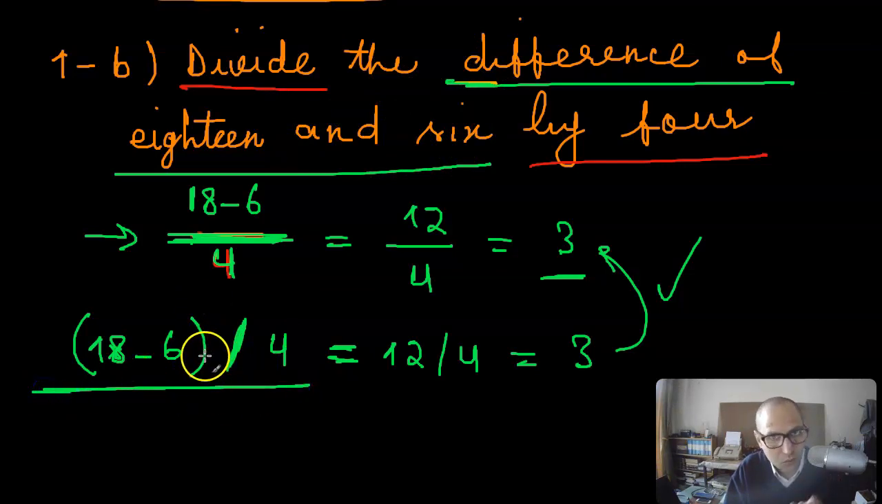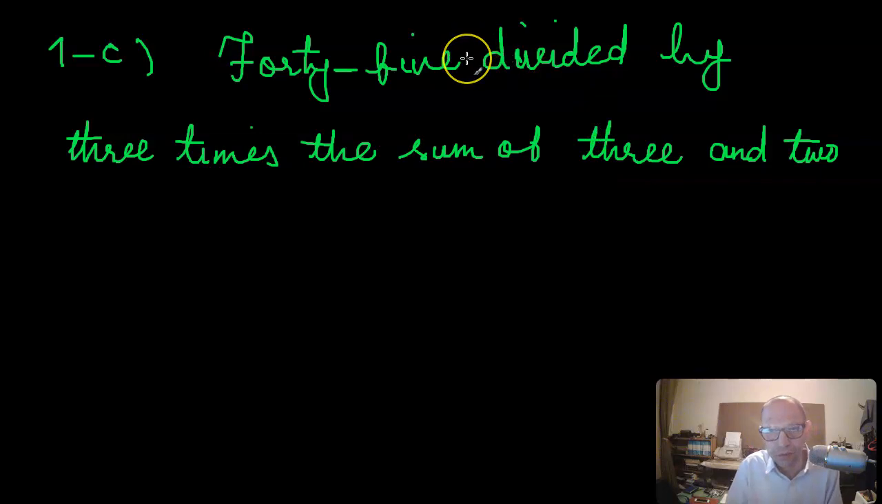Because again, using the parentheses. Because if you miss the parentheses, then the answer becomes something else, which is not what you were thinking, right? So this is essentially a good example to understand the situation. Okay, now the third part of this question is 1-C, 1 part C, is 45.